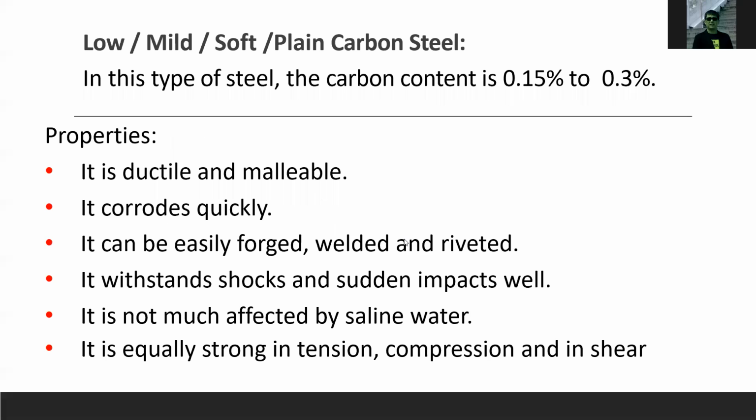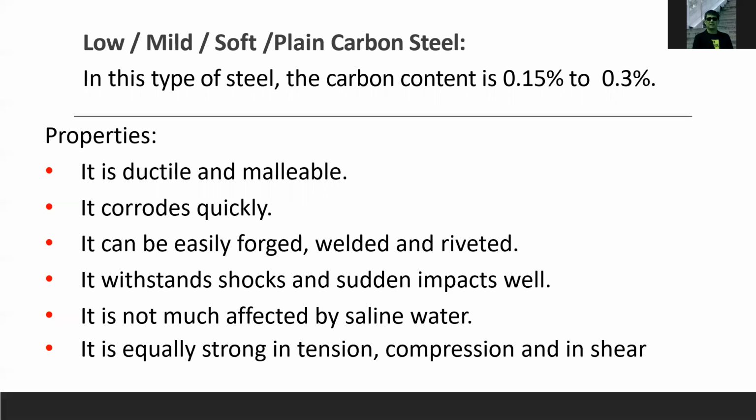So the low mild steel, or the soft plain carbon steel, has a carbon content of 0.15 to 0.3. So it has a low carbon content. It is ductile, malleable. It corrodes quickly. It can easily be forged, welded, and riveted. So you can weld the low carbon steel. It can withstand shocks or sudden impacts.